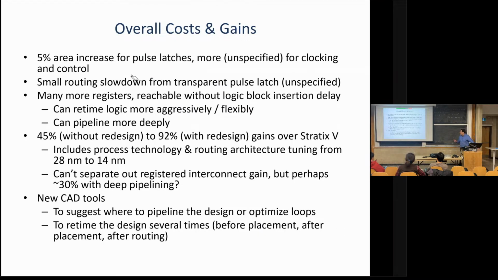Okay, so to summarize this, there's a 5% area increase, plus some extra for the clocking control. They don't say what that is. There's a small routing slowdown, but they don't say in the paper how much that is. So it's small, but we don't know exactly what that means.